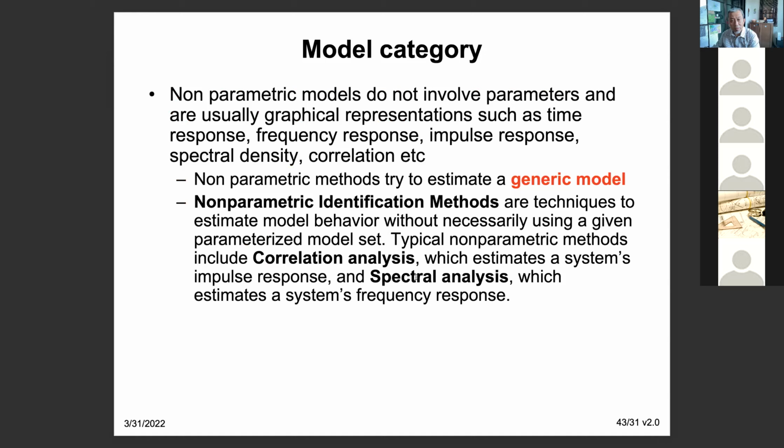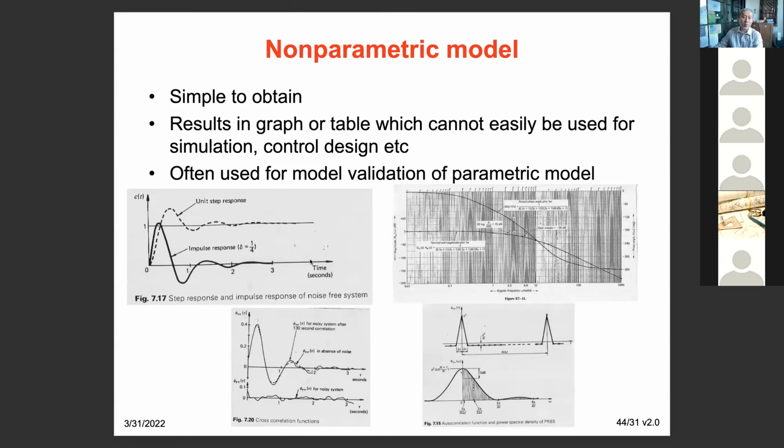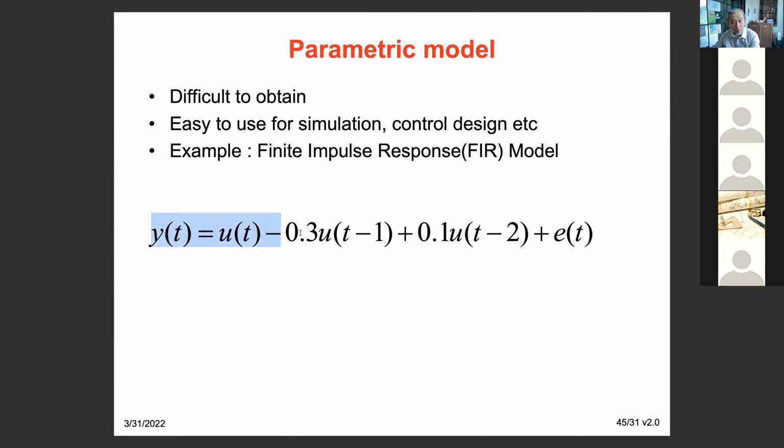A non-parametric method tries to estimate a generic model, as I told you before, using a time response approach, frequency response, correlation, and spectral analysis. This is a sample of non-parametric models. You can see a lot of graphics, which cannot easily be used for simulation or control design, so they are often used for validation of parametric models. And this one is considered a parametric model, easy to use for simulations, programming, and control design.